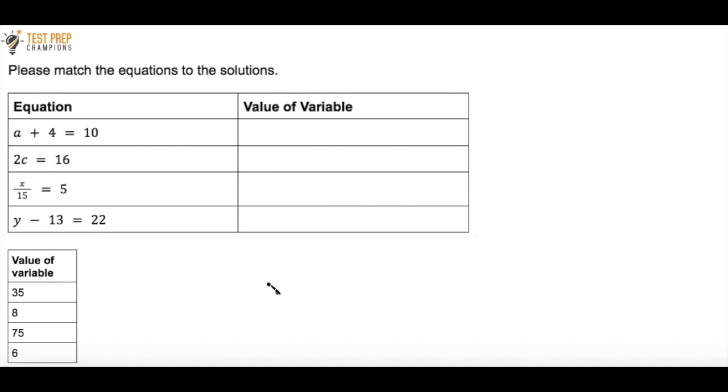So let me give you a chance to pause the video and try to figure this out. If you get stuck, don't worry about it, because we don't care if you get it right or wrong for right now, we only care about the learning. So let me give you a chance to try this now if you'd like to.